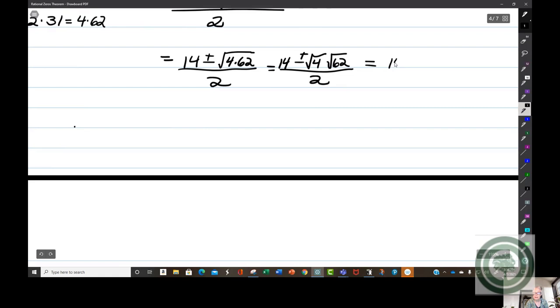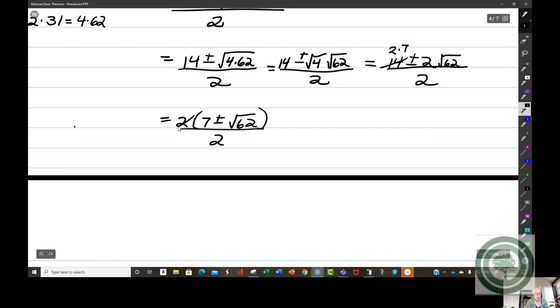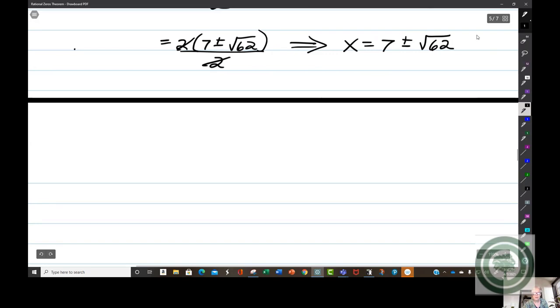Which will be 14 plus or minus 2, because the square root of 4 is 2, times the square root of 62 over 2. Now we pull out a GCF, because 2 will go into 14, and 2 is 2 times that, so 2 times 7 plus or minus the square root of 62 over 2 means that x equals 7 plus or minus the square root of 62. So these are going to be our other zeros.